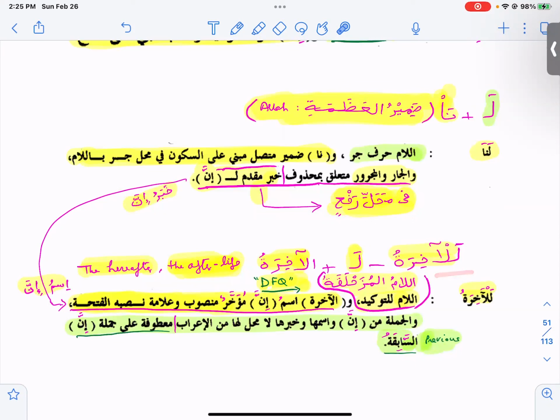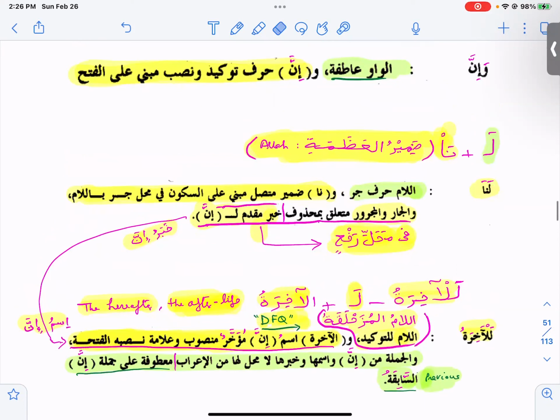Lal Akhirati, Lamu Lil Tawqid. But I say, according to Fakhruddin Kabawa, Allahu Muzalakatu. This is Lamu Muzalakatu. Because Inna has come with emphasis, then it needs further emphasis. And when you use Lam, then we'll say Al-Akhiratu, Lal-Akhiratu. So this is Lamu Muzalaka, according to Dr. Fakhruddin Kabawa. So, La, that is your Lamu Muzalaka.